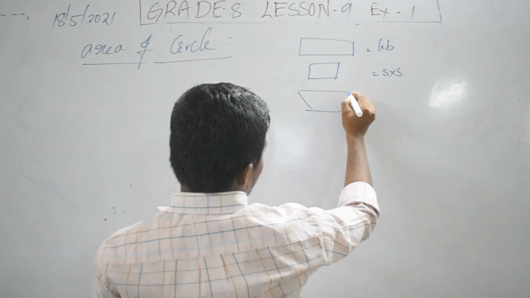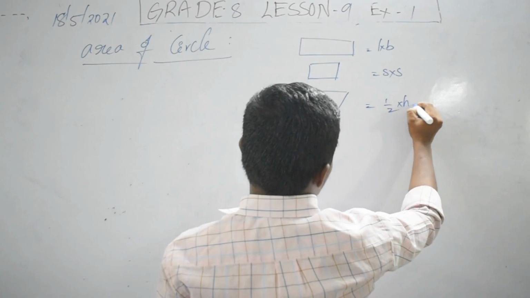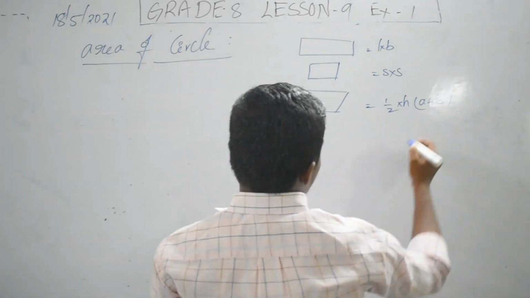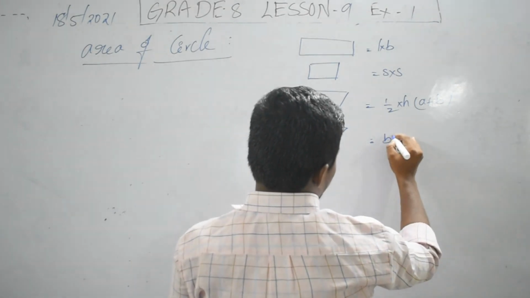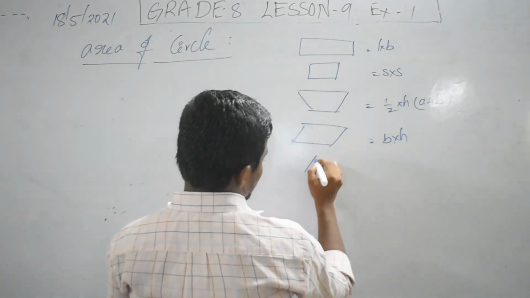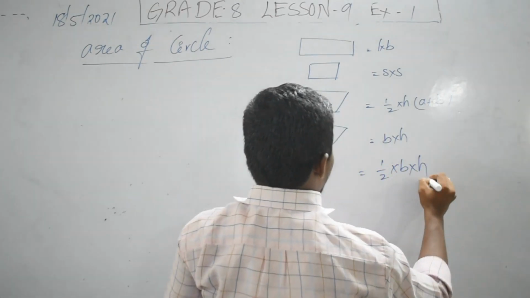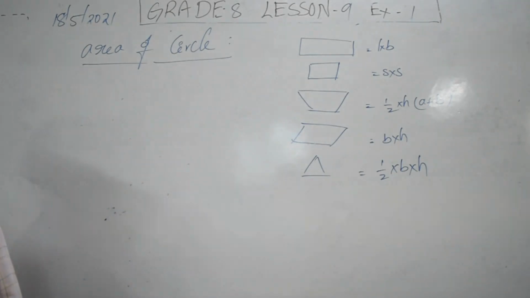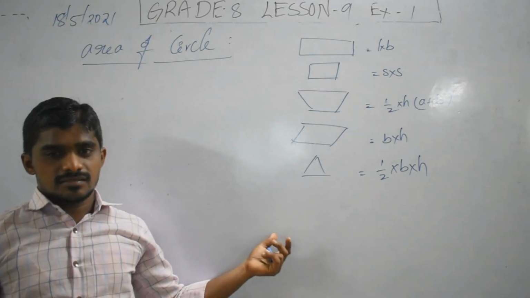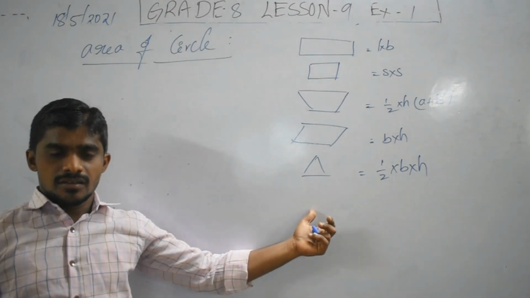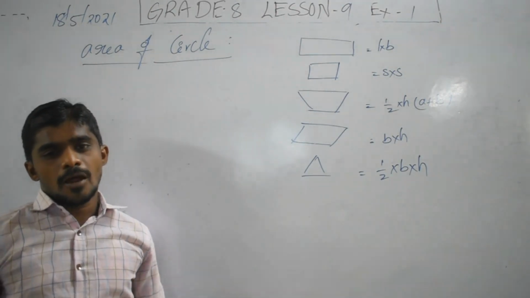This is a trapezium. This area is half into height into (A plus B). This is a parallelogram. This area is B into height. This is a triangle. This area is half into base into height. So in the previous classes, we learned some problems using these areas.